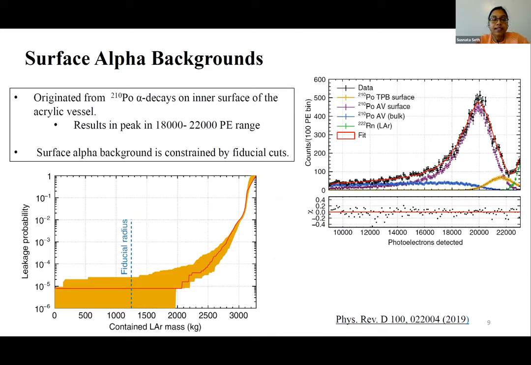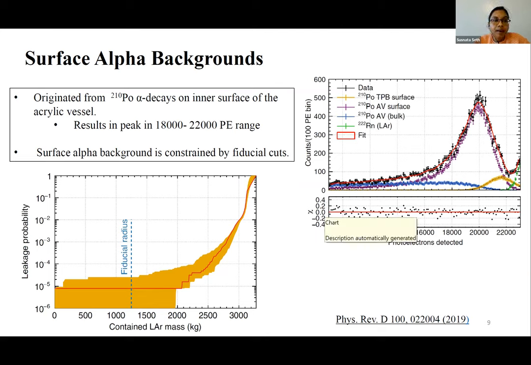So alpha backgrounds, this is the surface alpha background. This is coming from the inner surface of our detector, or we can say the inner surface of the acrylic vessel. The source is 210 polonium alpha decay. The black points are from the data, where the colored ones are from Monte Carlo simulation for various source positions. And we have a very good agreement between data and our model.